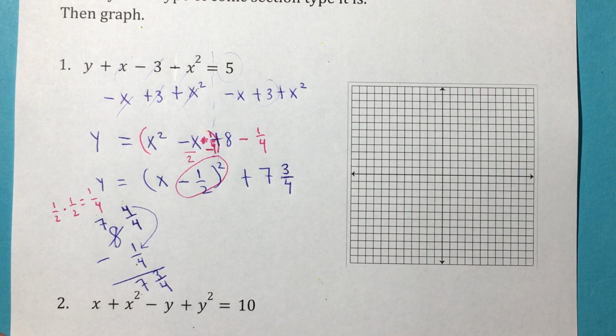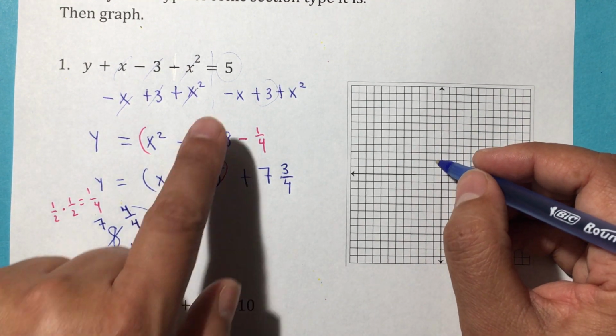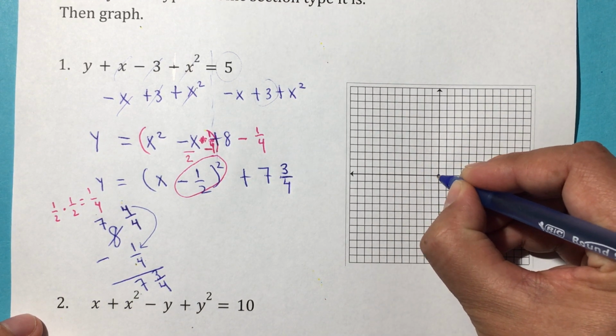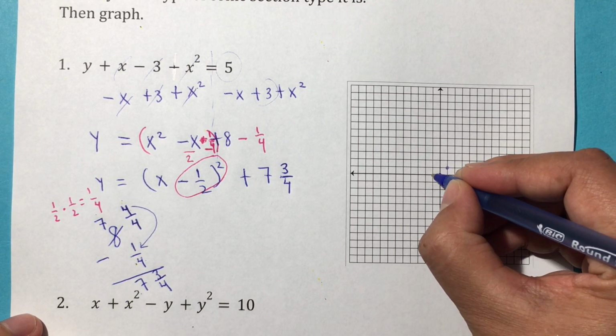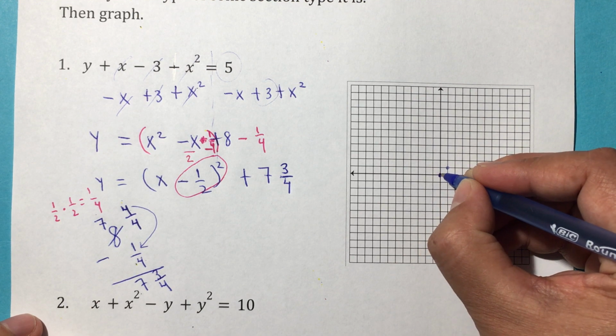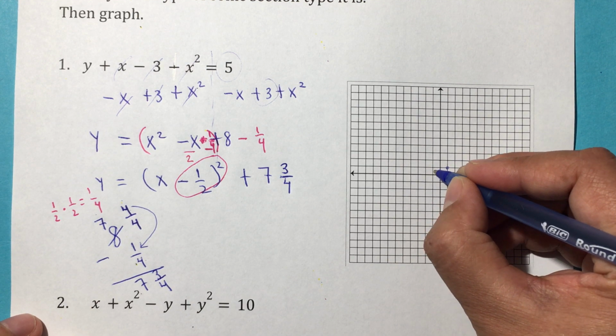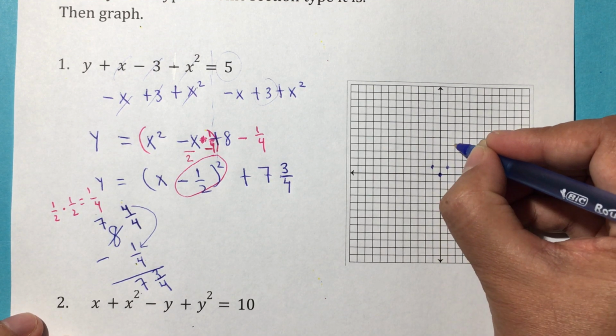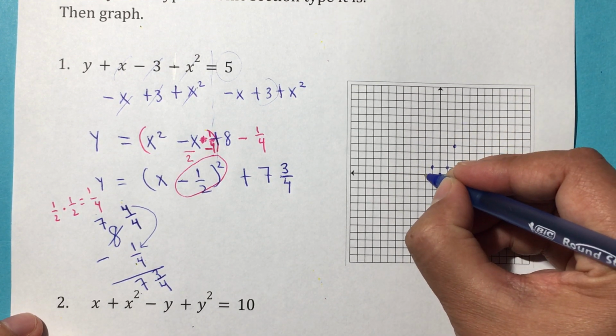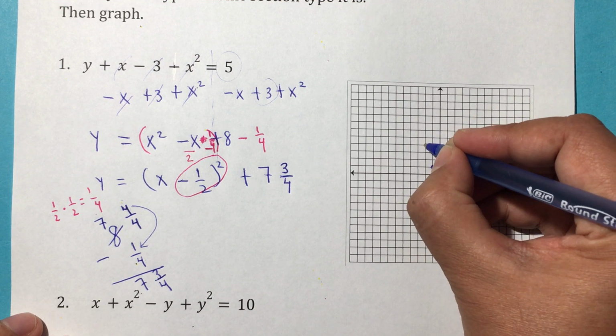Okay, now it's ready to graph. Remember that when we have x squared, it's 0, and then 1 times 1 is 1, negative 1 times negative 1 is positive 1. Then when we go here, 2 times 2 is 4, and negative 2 times negative 2 is 4.